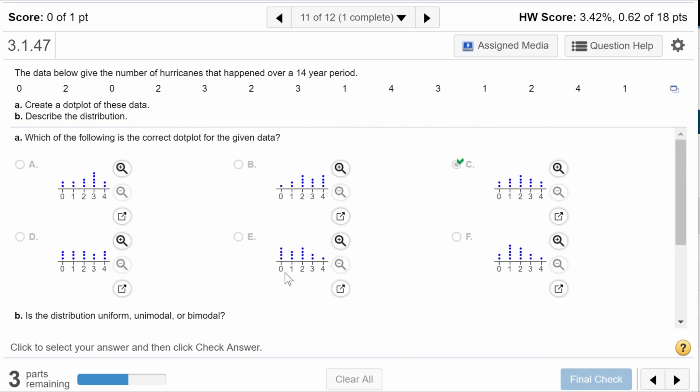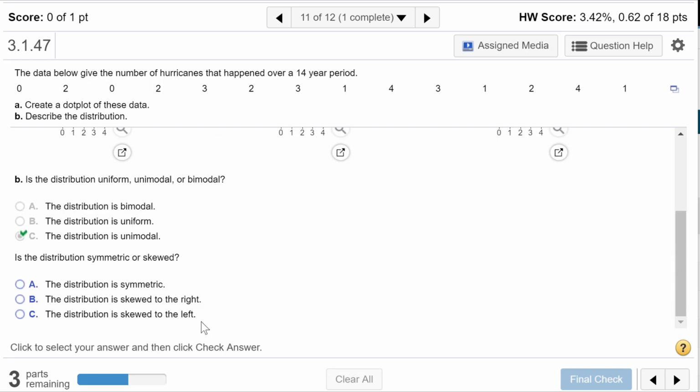Is it symmetric or skewed? This one looks pretty symmetric, doesn't it? Some of these other ones are skewed. So for instance, F would be skewed to the right. E would be skewed to the right. B would be skewed to the left. Remember, the skinny tail part is the skewed part. So ours is fairly symmetric. Actually, it's perfectly symmetric, isn't it?